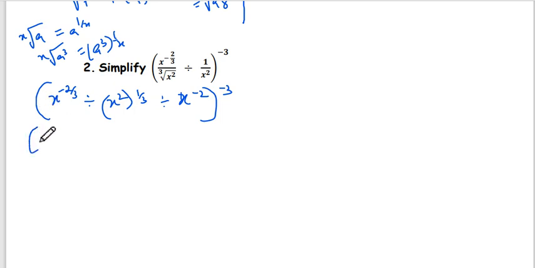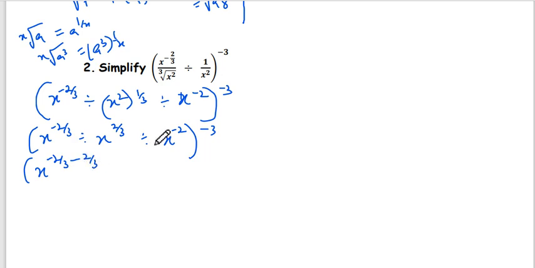Now we have x raised to the power of minus 2 over 3, divided by x raised to the power of 2 multiplied by 1 over 3, that's 2 over 3, divided by x raised to the power of minus 2 over 3, raised to the power of minus 3. According to the laws of indices, when you have division, it becomes minus. So we have minus 2 over 3 minus 2 over 3 plus, because minus times minus is plus, 2 over 3, all raised to the power of minus 3.